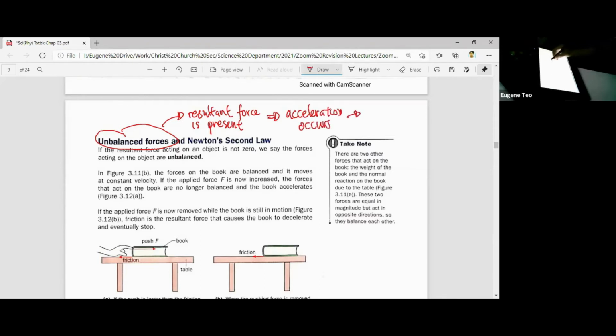Okay? And when acceleration occurs, the object can speed up, the object can slow down. When will it speed up? When will it slow down? Okay, for it to speed up, the resultant force is in the direction of movement. So for example, my resultant force is towards the right, and the object is actually moving towards the right, it will speed up.